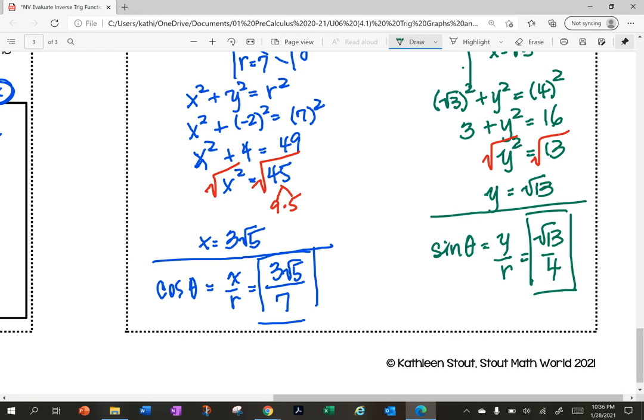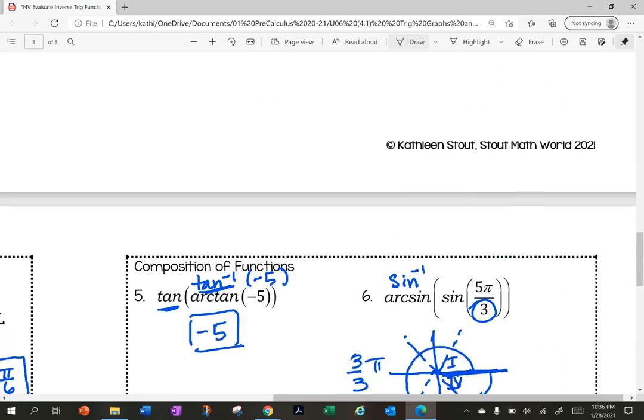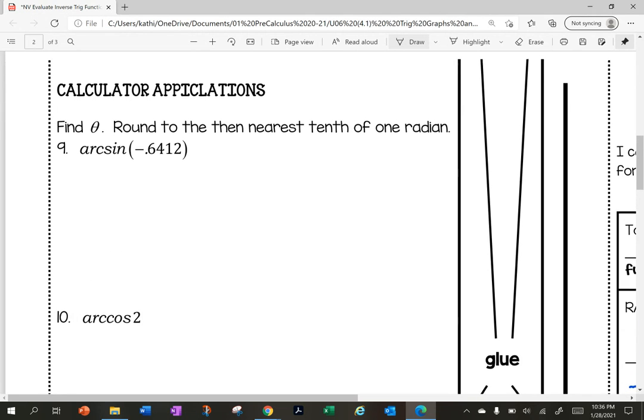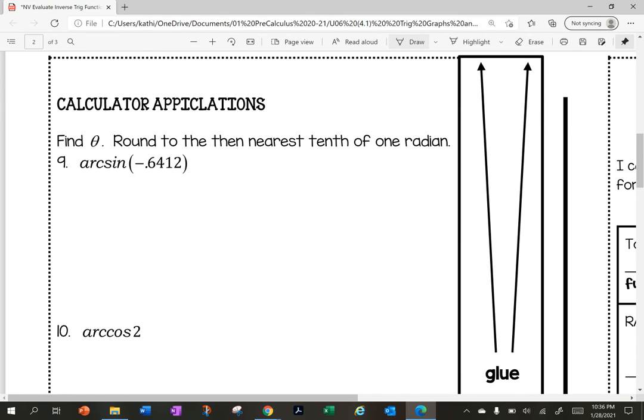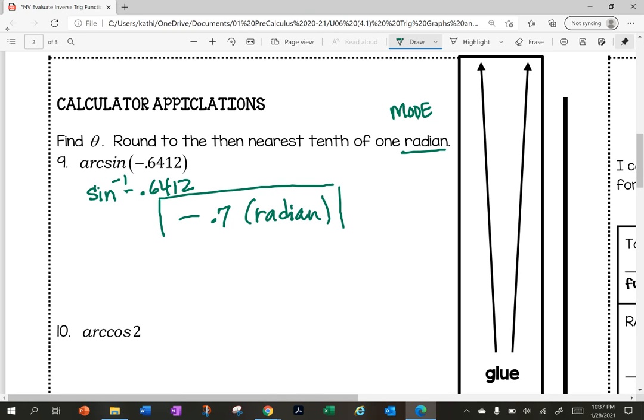Okay, calculator app. On our calculator, let's find theta, rounded to the nearest tenth of 1 radian. Since it's saying radians, I want to make sure my mode is in radians. So arc sine is sine inverse of negative 0.6412. I'm saying second sine inverse, negative 0.6412, and what I see is negative 0.7. I say radians, but I don't really write it, so I'm going to put it in parentheses, because radians we typically don't write.